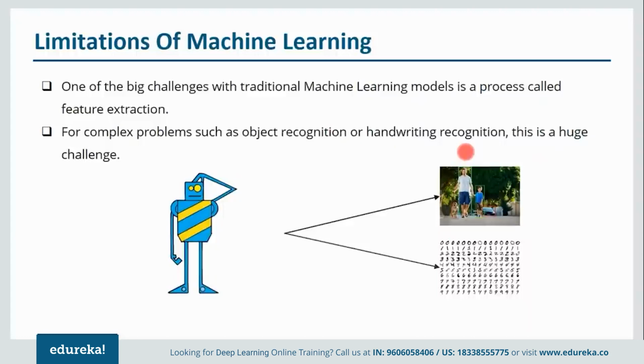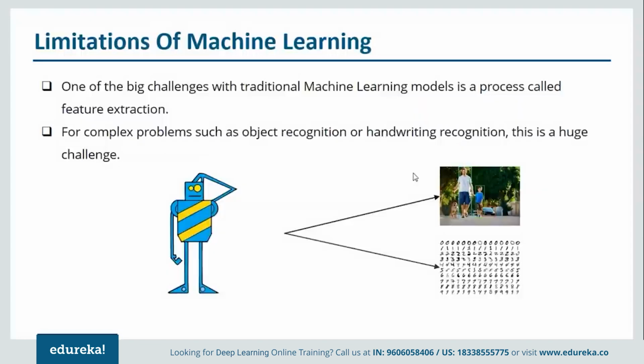Now, let me give you an example of this feature extraction. Suppose you want to predict whether there will be a match today or not. It depends on various features, such as whether the weather is sunny, whether it is windy, all those things. So we have provided all those features in our data set, but we have forgotten one particular feature, that is humidity. And our machine learning models are not efficient enough to automatically generate that particular feature. So this is one huge problem, or you can say limitation, with machine learning.